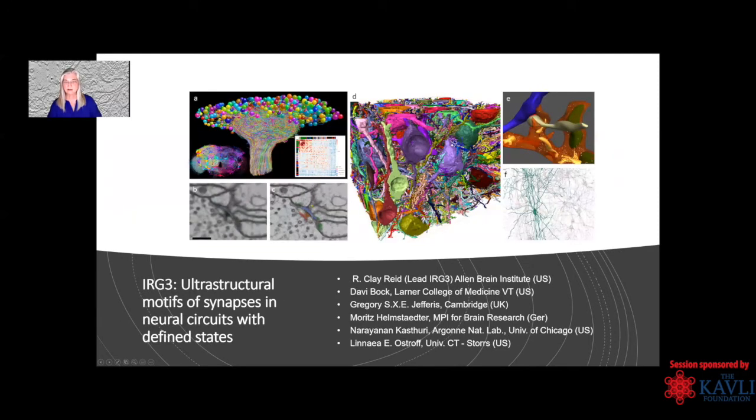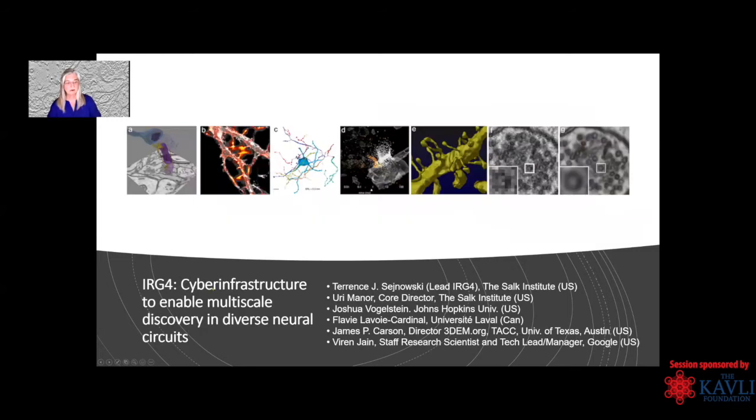IRG3 is looking at ultrastructural motifs of synapses in neural circuits and applying some of what we learn in IRG1 and IRG2 to define what structural state different synapses may be in under different functional states and in different brain regions, and even across different species. And IRG4 is developing the cyberinfrastructure to enable multi-scale discovery in these diverse neural circuits. It's led competently, of course, by Terry Sejnowski and has many great people in the group to help really leverage the tools that we have and create the pipelines that will make it easier for us to share our data.